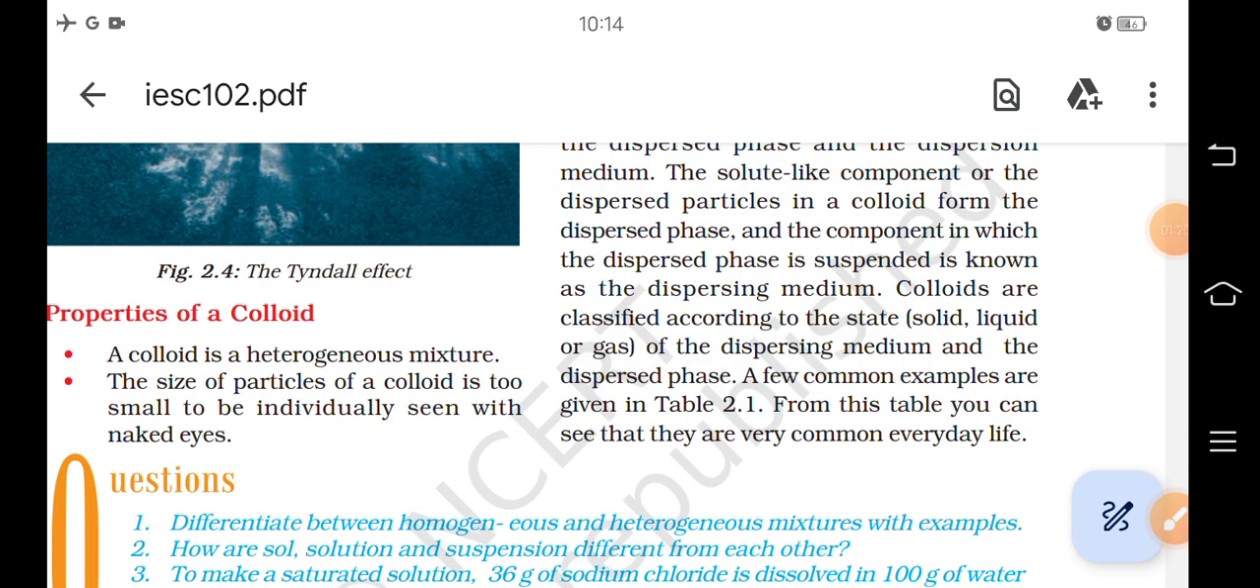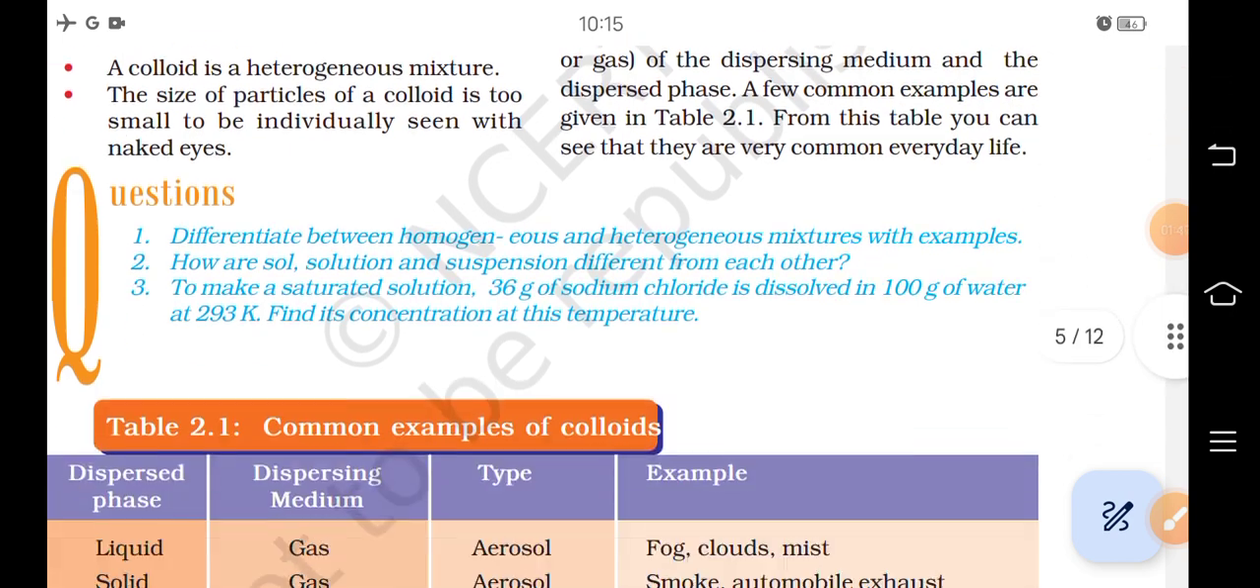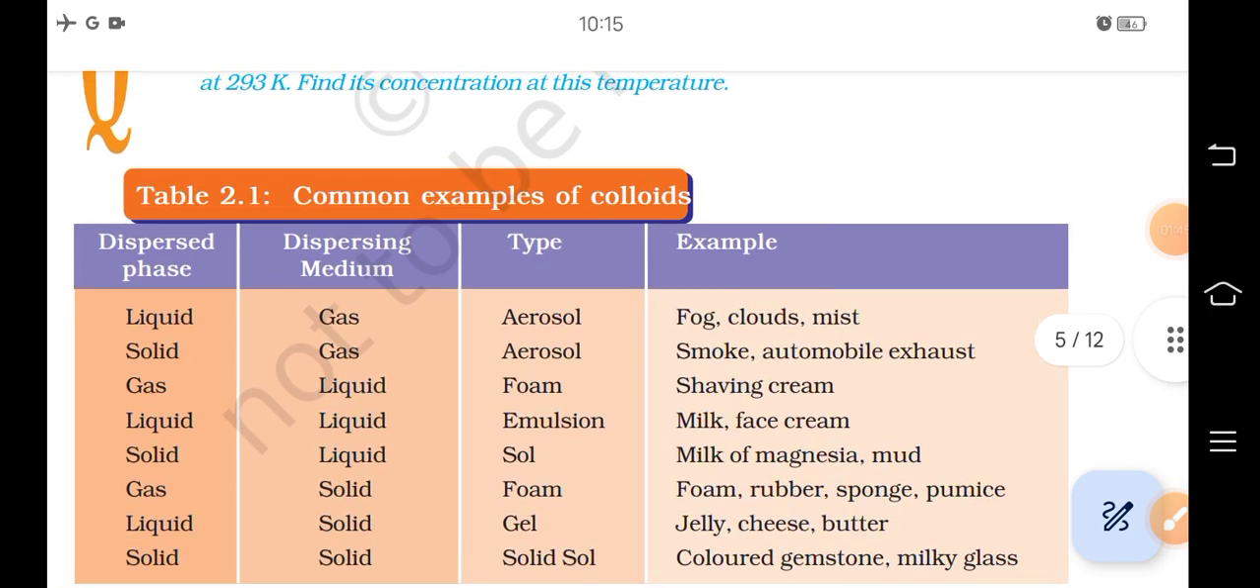Colloids are classified according to the state, solid, liquid, or gas, of the dispersing medium and the dispersed phase. A few common examples are given in Table 2.1. From the table, you can see that they are very common in everyday life. Table 2.1: Common examples of colloids.